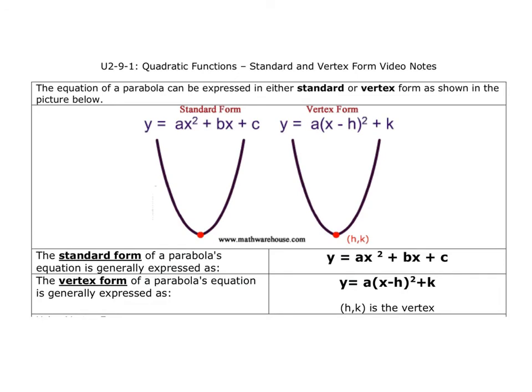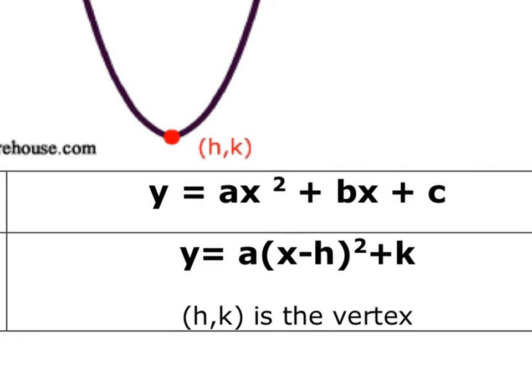So standard form, as I said, of a quadratic equation is ax squared plus bx plus c. Vertex form is this one here, a times the quantity x minus h squared plus k. So the equation of a parabola can be expressed in either standard form or vertex form, as shown in the picture below. The standard form is, again, ax squared plus bx plus c. The vertex form of the parabola's equation is y equals a times the quantity x minus h squared plus k.